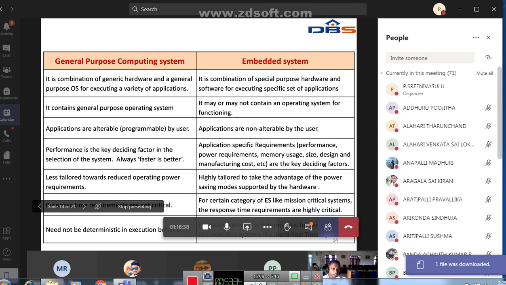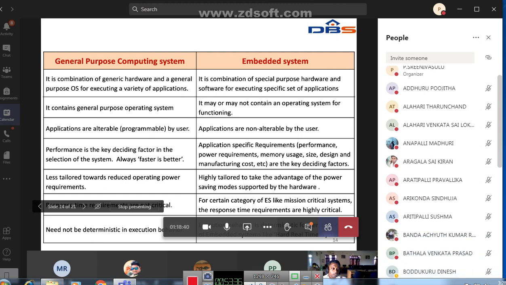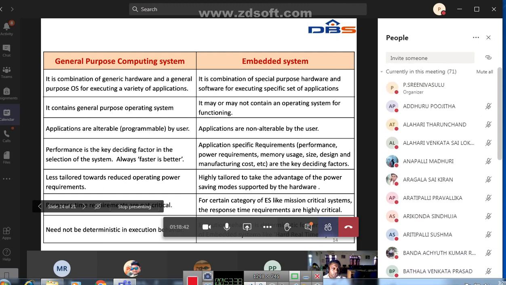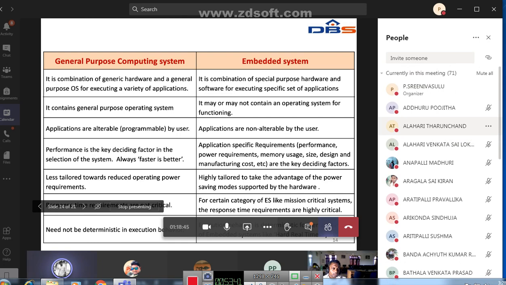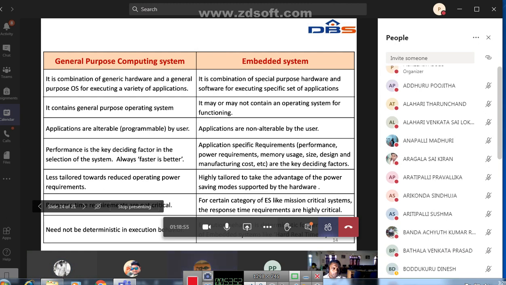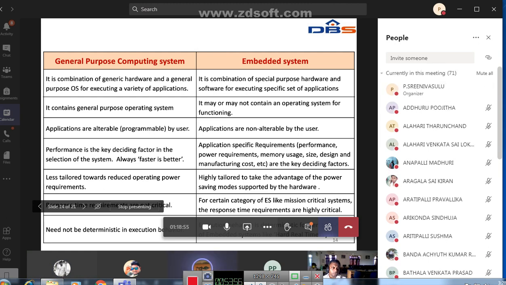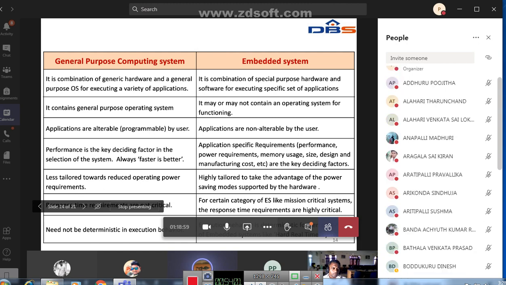Hemant, Gopal, if you have any questions, please tell. Arun Chand, hello sir. Venkata Sai, Lokesh, Madhuri. Present sir. Gopal, tell me, what are you asking?